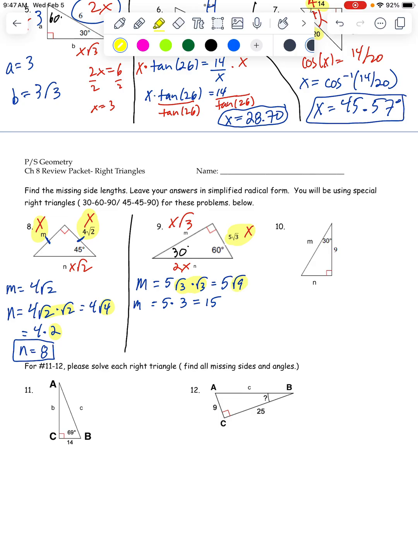So I'll highlight that part again. Root 3 times root 3 gives me root 9. Root 9 is 3. So m is 15. N is a little bit quicker. It's 2 times 5 root 3. Remember, I cannot multiply a number like 2 that's not inside a radical, so I can only multiply 2 to the 5, which gives me 10 root 3.